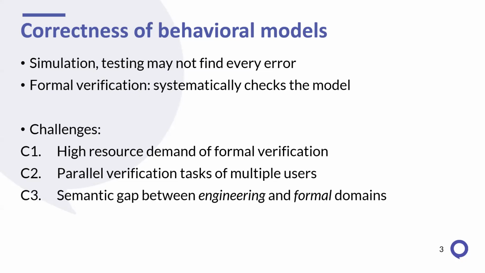And third, there is usually a semantic gap between the engineering and formal domains. It means that the formal verification methods should use the same executional semantics so that the example traces that are found by the model checkers can also be replayed and validated in the engineering domain, thus demonstrating how this erroneous behavior can occur and the engineers are able to find and fix the problems.